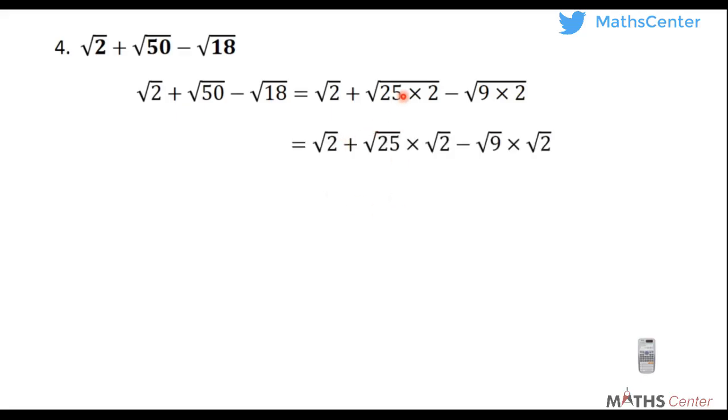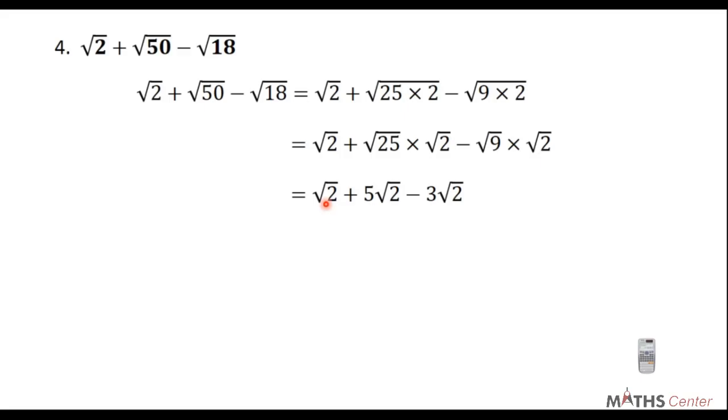Then you expand this, we have square root of 2 here, which is already there. Then we have square root of 25 times square root of 2 minus square root of 9 times square root of 2. So we have square root of 2 plus 5 root 2. Since square root of 25 is 5, 5 times square root of 2 gives us 5 root 2, then minus 3 root 2 for this part. So square root of 9 gives us 3, times root 2 gives us 3 root 2. Don't forget the negative sign already here, so you have that there.